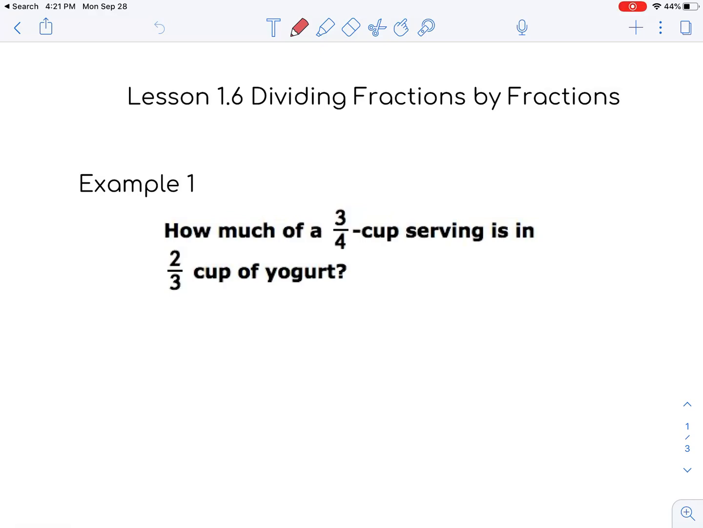Hello everybody, today we are going to be talking about how we can divide fractions by fractions. So example 1 says how much of a 3/4 cup serving is in 2/3 cup of yogurt.